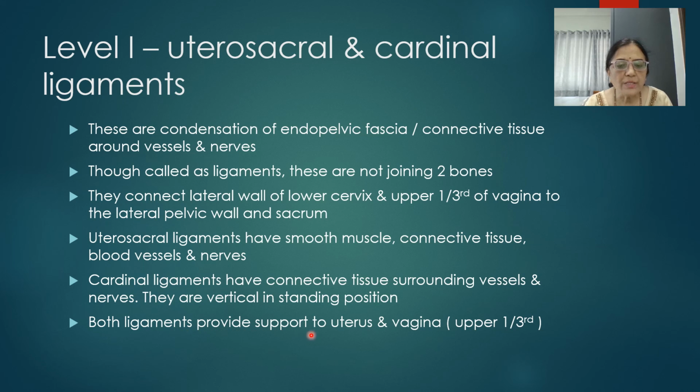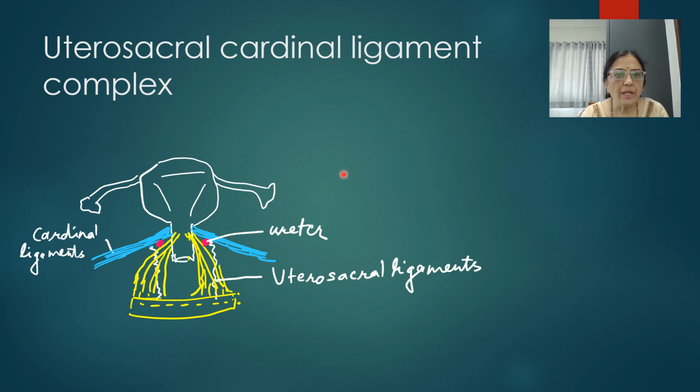Both these ligaments provide support to the uterus and to the vagina, especially at the apex of the vagina or at the upper one-third of the vagina. Here diagrammatically we can see the blue one is the cardinal ligament, which starts at the cervix and goes downwards. It is almost vertical in the standing position, and then it gets attached to the obturator muscle, which is covering the lateral pelvic wall.